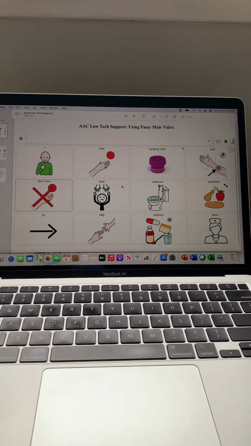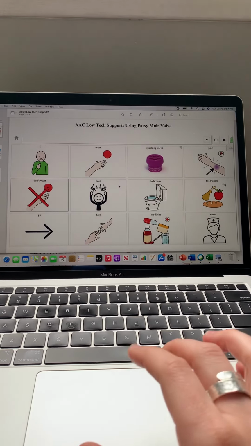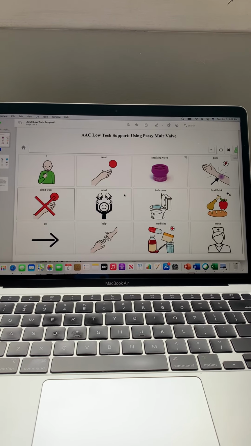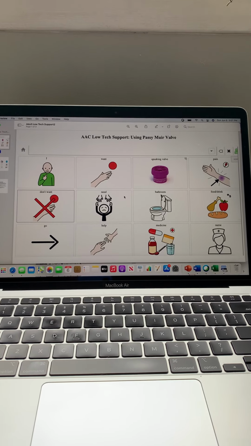Okay, so this is a video explaining the use of a low-tech AAC support for patients who use a Passy Muir valve.